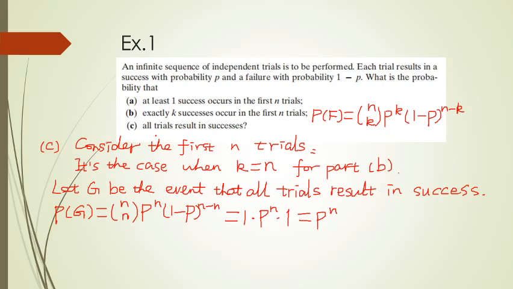This is straightforward actually. All the trials are success. Think about those n trials. For the first, second, until the nth one, it's all success. Each one the probability is p. So that is the product of all those p, so we have the exponent n. Now here we consider the first n trials will be p to the n.